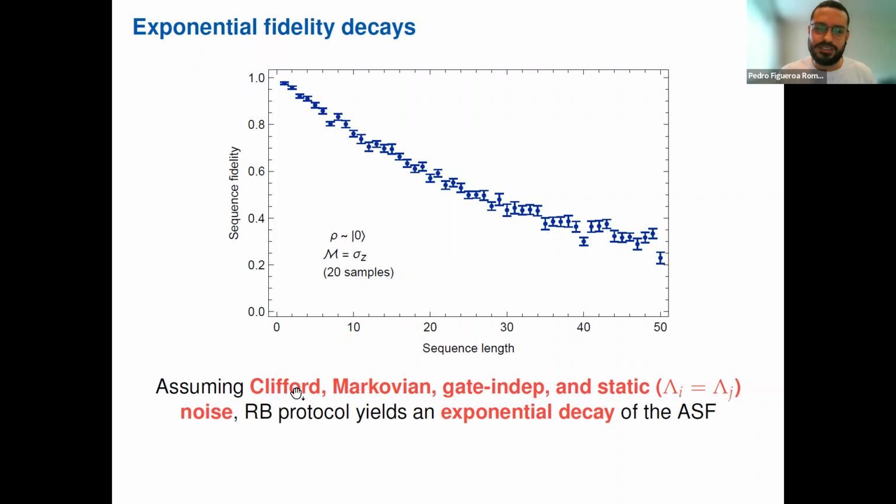It is the case whenever you assume Clifford gates, or that your gates form a unitary 2-design. If you don't know what that is, that's okay. You just assume some special kind of gate set. And you assume things about the noise: that your noise is Markovian, so that it acts locally in time, just as we modeled it before, and that the noise doesn't depend on which gate you applied, and doesn't depend on when you apply the gates. Then you get an exponential decay.